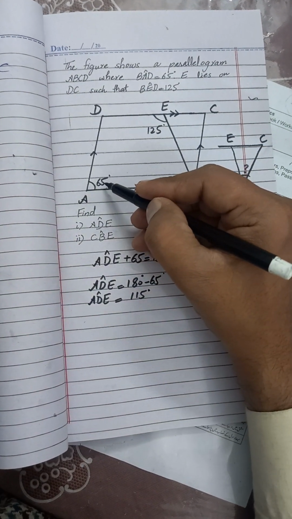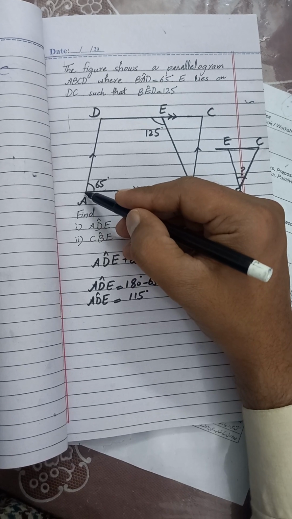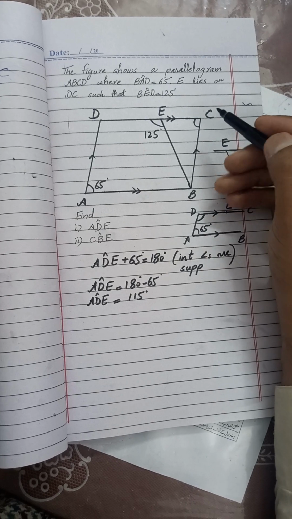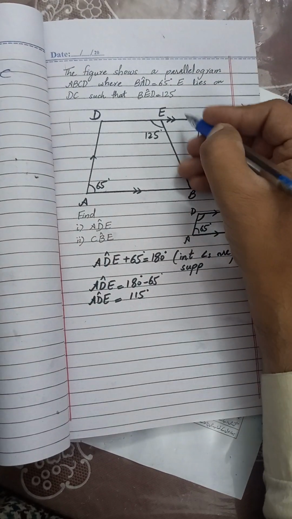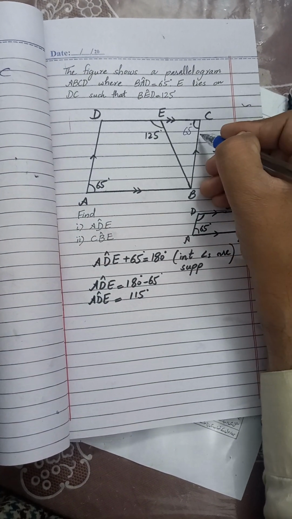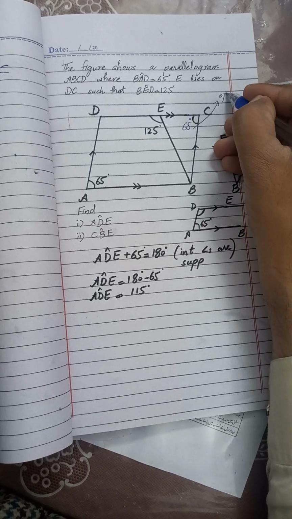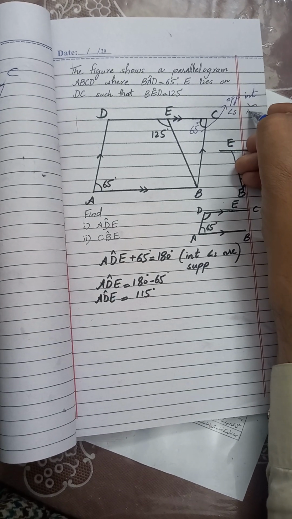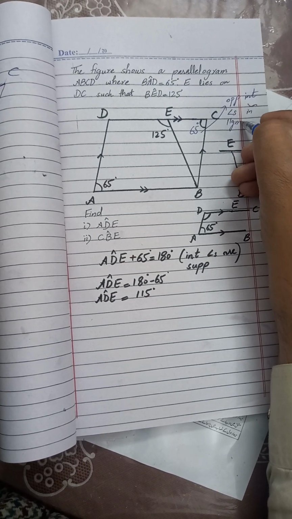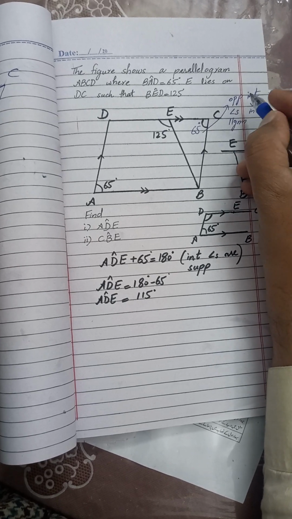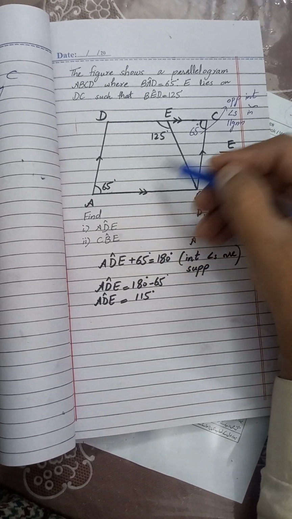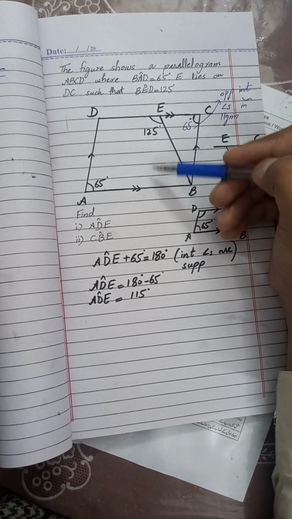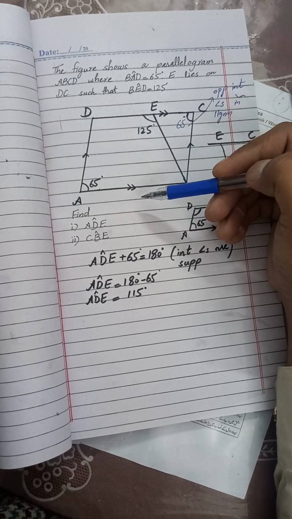So this angle 65 degrees which is at the vertex A and this angle at the vertex C, both of these angles are equal because opposite interior angles in a parallelogram are equal. So you need to memorize these properties, that in a parallelogram opposite interior angles are equal, and opposite sides of the parallelogram are parallel to each other and they are equal to each other.